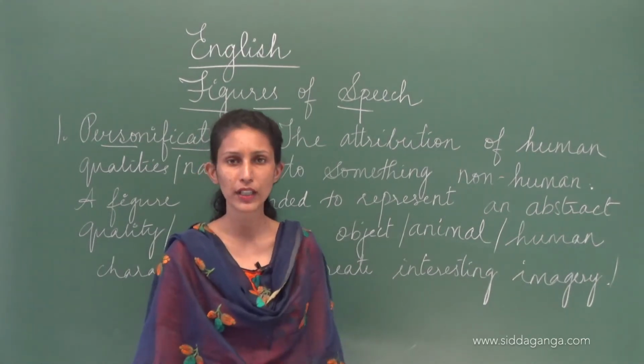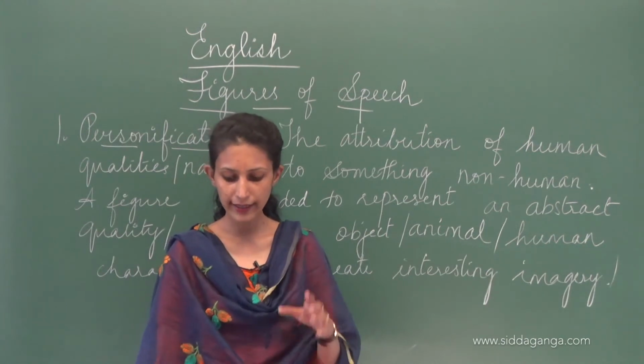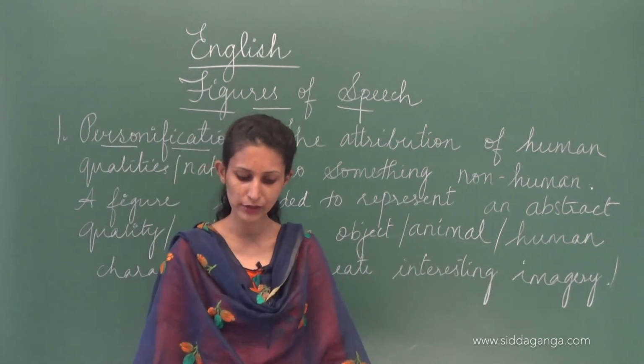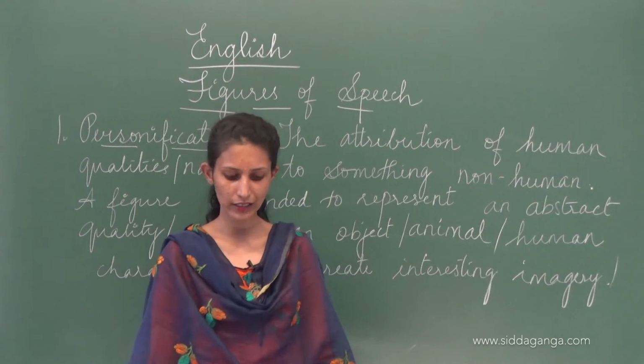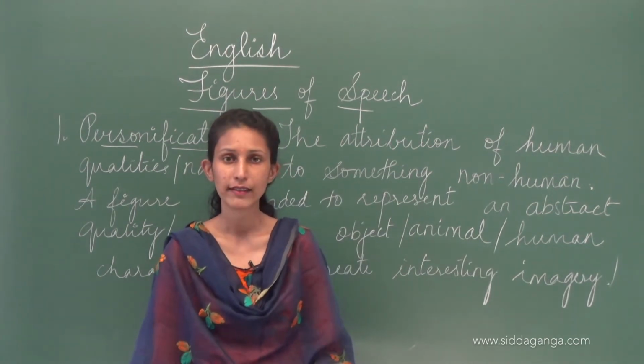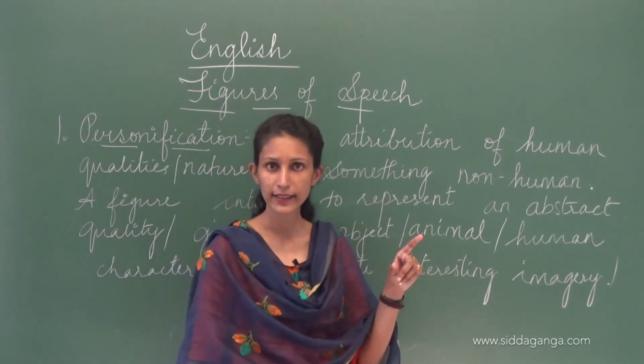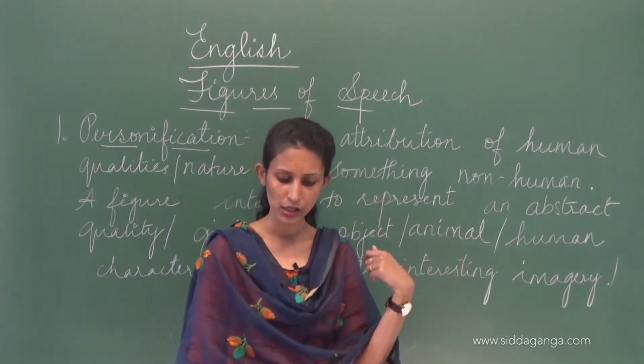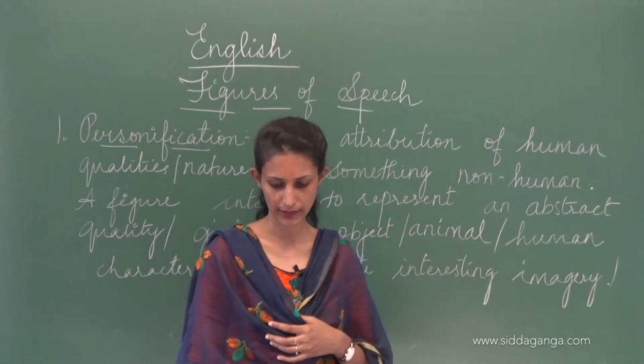This is from Romeo and Juliet. "The grey-eyed morn smiles on the frowning night." Okay, a little complicated for you, but yet you can understand. I'll split it out for you. The grey-eyed morn, that is morning, smiles on the frowning night.